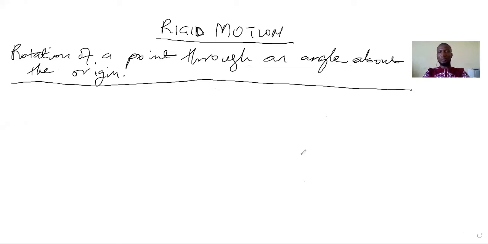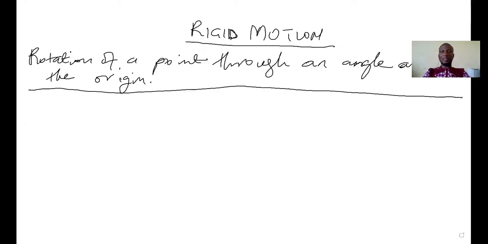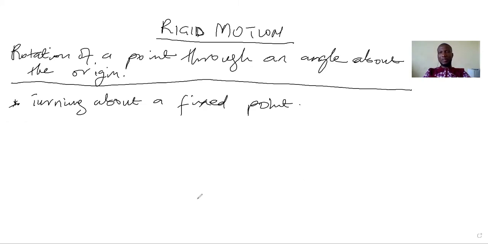What is rotation? Rotation is just a turning about a fixed point. That means you don't change the position where you are standing if you are rotating. You just stand at one place. Like standing at an assembly ground, you turn to your left, you turn to your right, you turn facing your back. These are all processes of rotation.